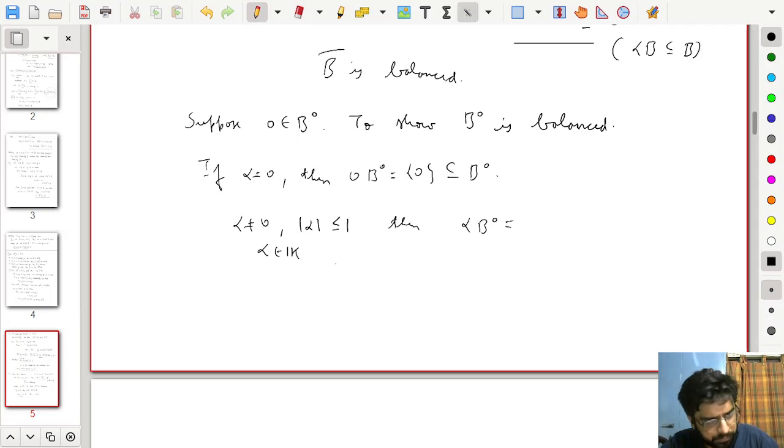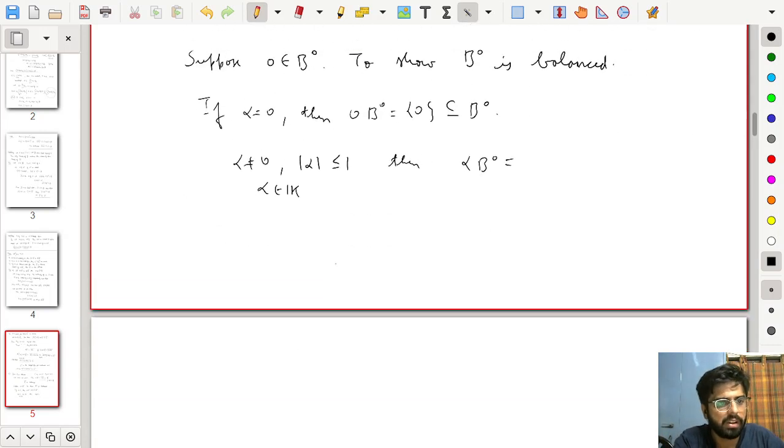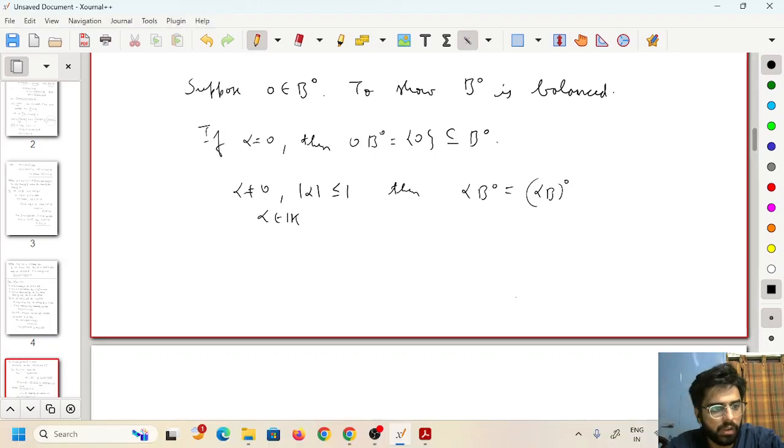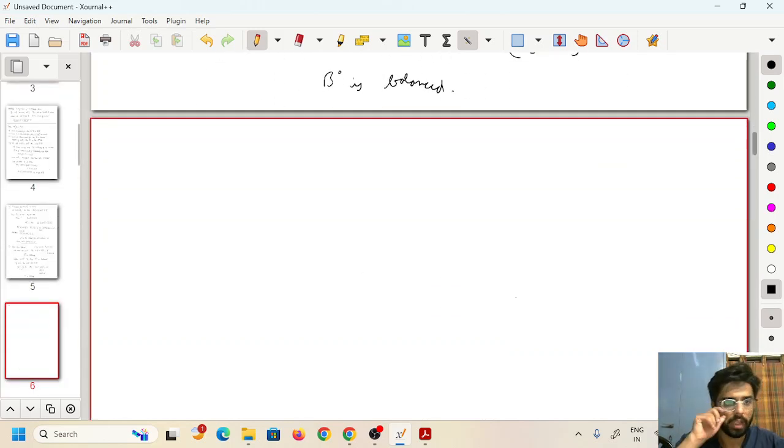by the fact that this map M alpha is a homeomorphism, we get that alpha times B interior is nothing but alpha B whole interior, right? Alpha B whole interior, and since alpha B is contained in B, alpha B interior will be contained in B interior, right? So this is contained in B interior. So this shows that B interior is balanced. This was a simple theorem. So moving on, next we'll be proving two important theorems.